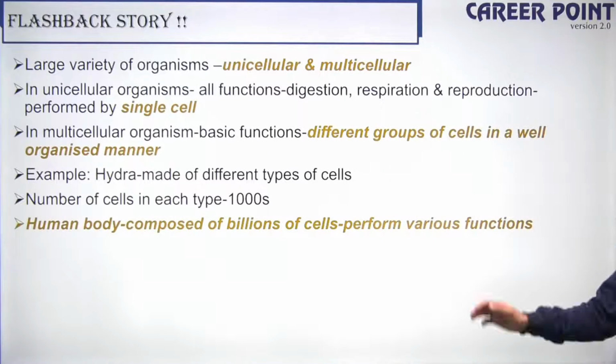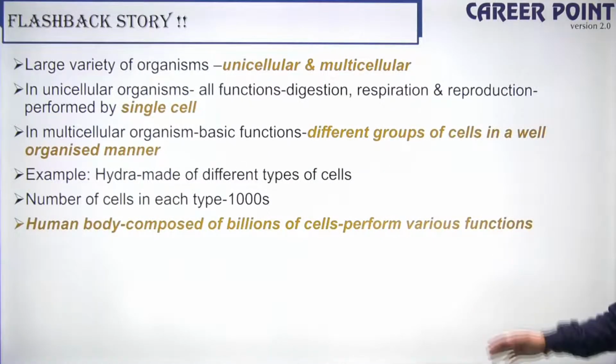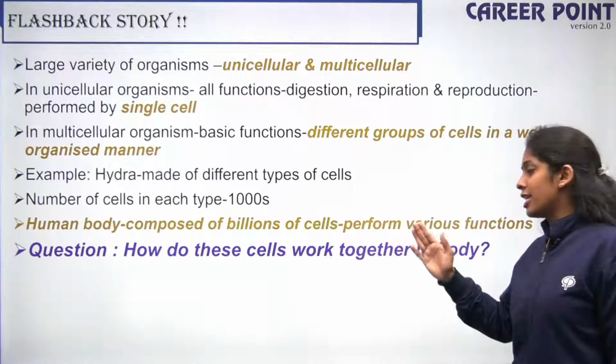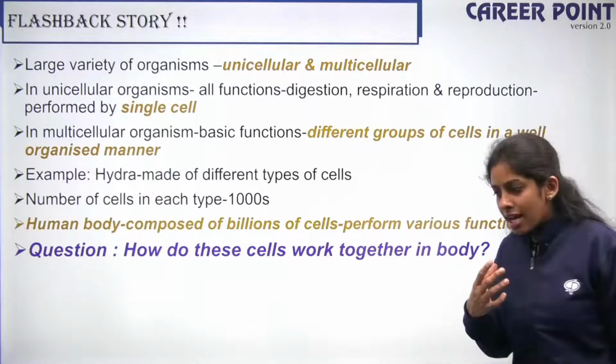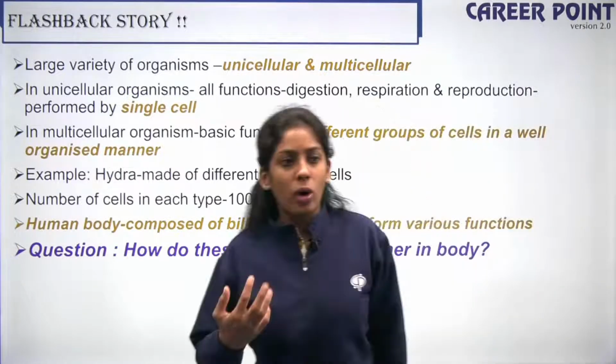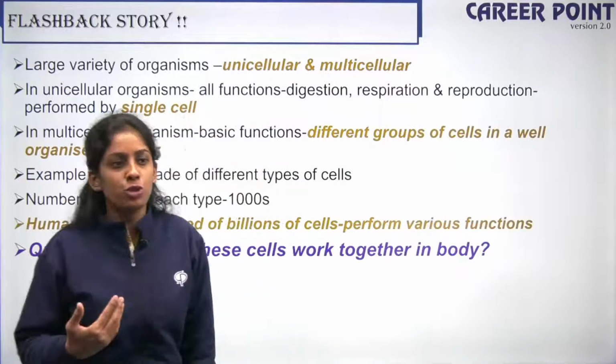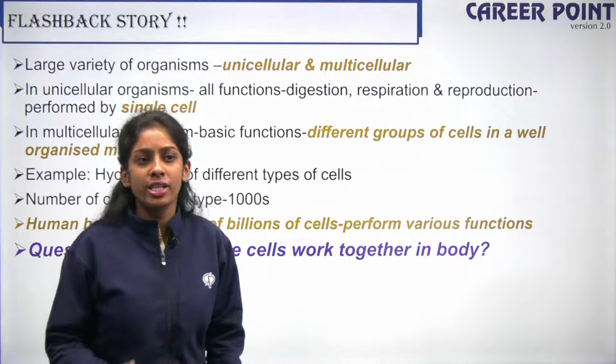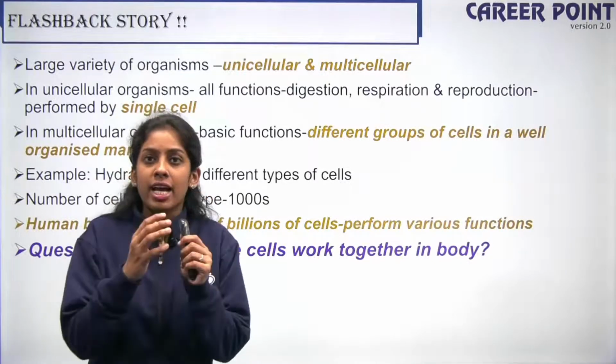Now take the example of us, the human body. It is composed of billions of cells and it performs various functions, right? But now the question worth asking is, how do these cells work together in the body? I usually keep repeating, on an average, we have 10 power 14 cells. But how does each of the cells coordinate with each other? How is there an understanding between each cell?